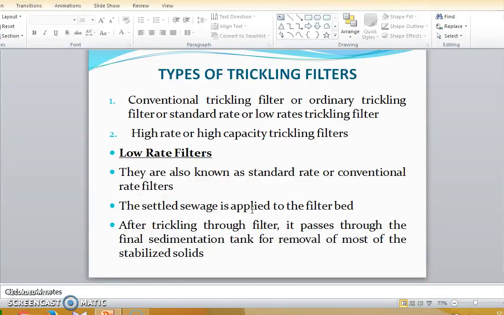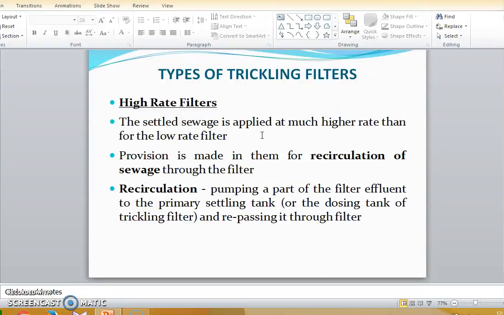Now there are two types of trickling filters, low rate filters and high rate filters. The main difference is that in the high rate filter the sewage will be applied at a much higher rate than the low rate filter. And there's one more difference, that there's a provision for recirculation of sewage through the high rate filter. That is, a part of the filter effluent will be recirculated to the primary settling tank, or it will be repassed through the filter.